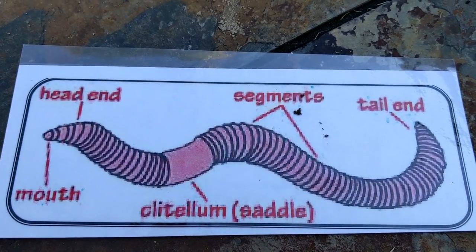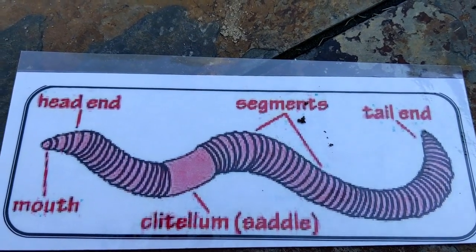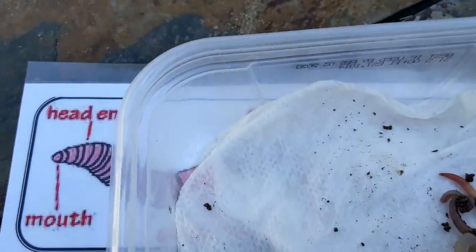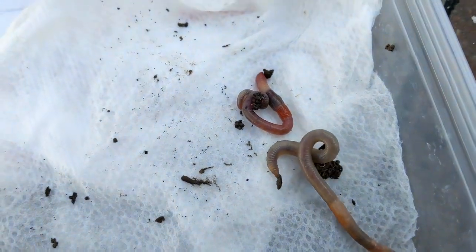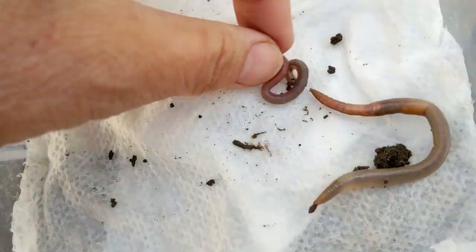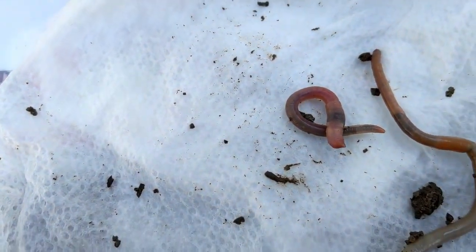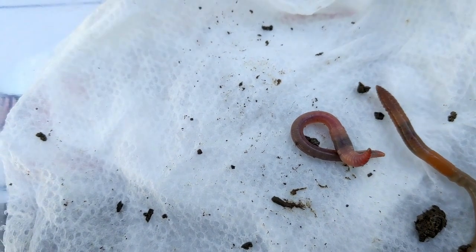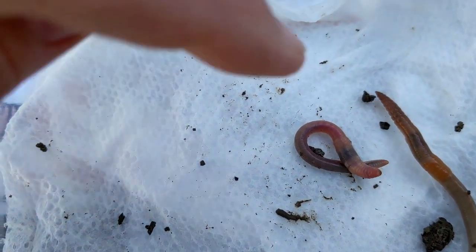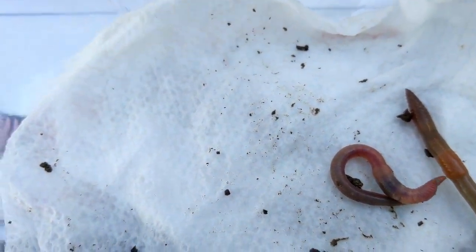So what we want to do is, by looking at the worm, we want to try to find its head, its tail, and the saddle. So let's take a look here. So we've got this worm right here. And by looking at it, kind of see the way it's moving. That's probably the head up here, and the saddle is that place right there in the middle.